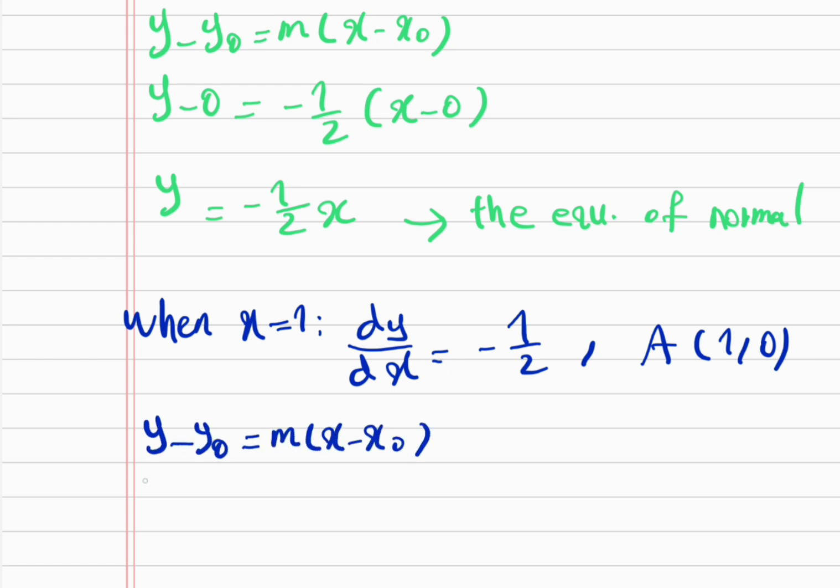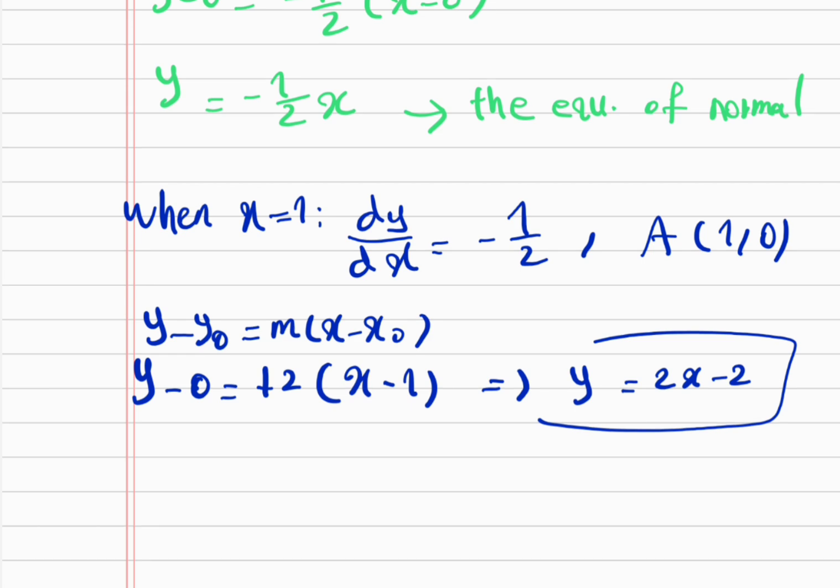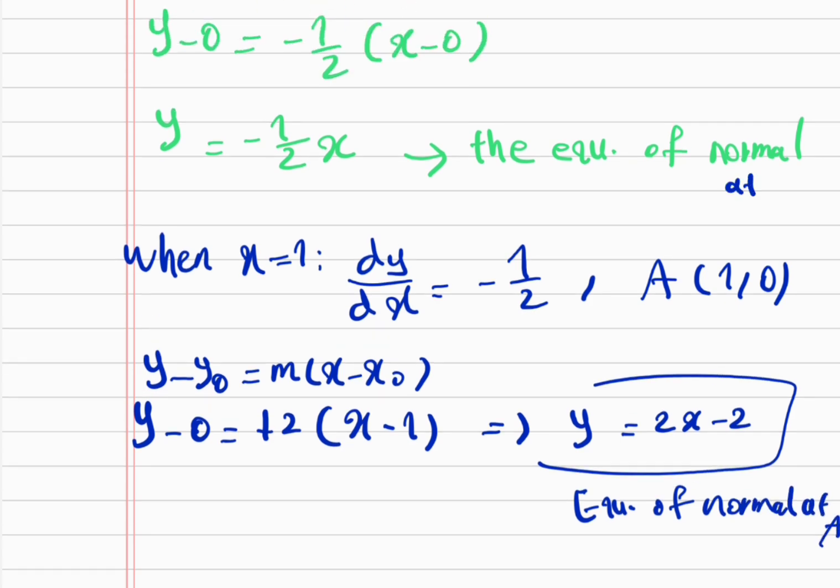Now we use the equation of a straight line again to find the equation. We get y minus 0 is equal to, again finding the negative reciprocal, the negative reciprocal of minus a half is 2. So this time the gradient is 2, and then x minus 1. So y is equal to 2x minus 2. This is the equation of the normal at point A, and the other one was at O.